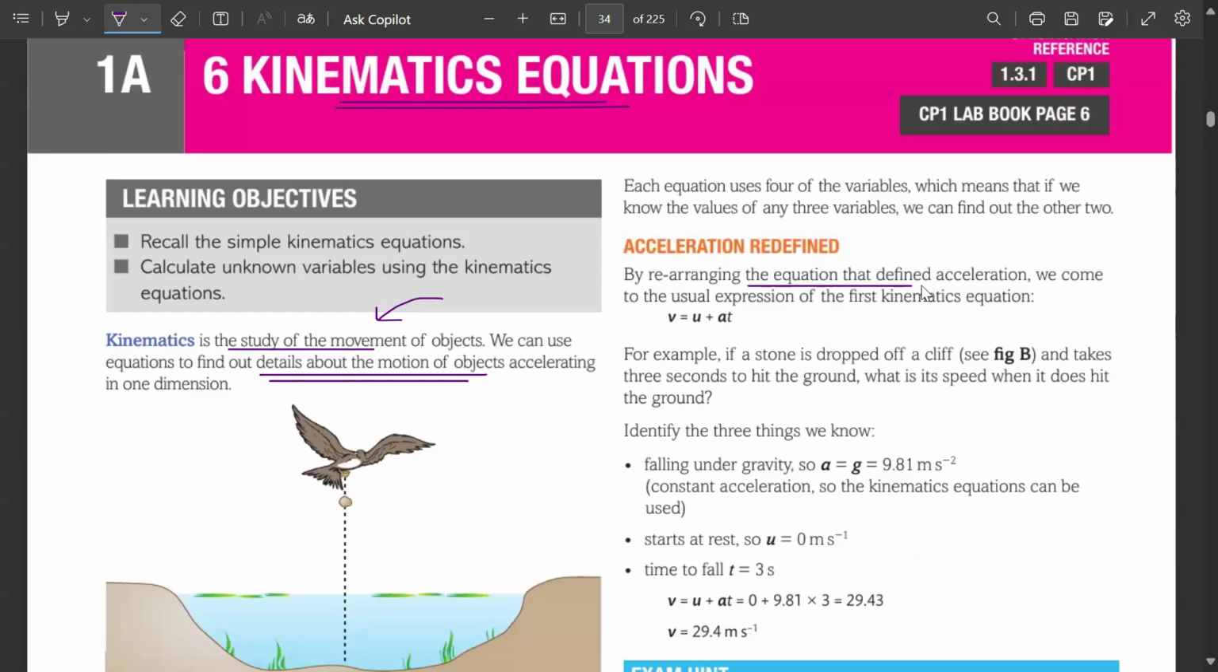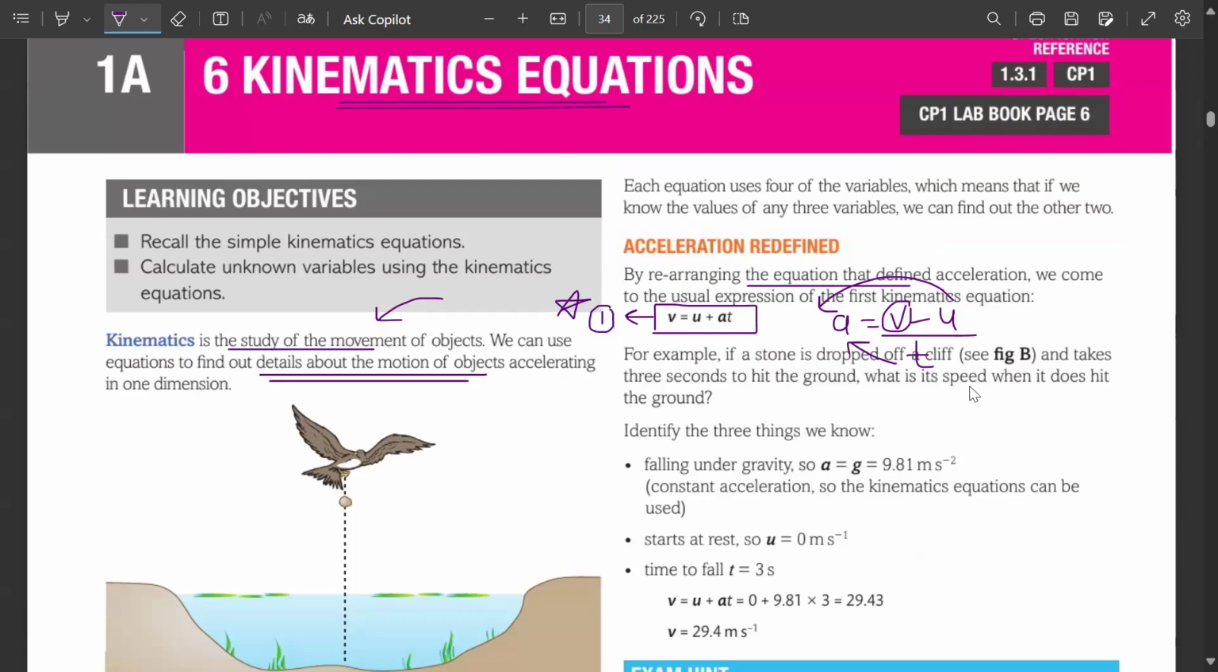By rearranging the equation that defines acceleration, we can come to know that if A was V minus U over T, and if you want to make V the subject, take T over there, multiply it with acceleration, and take U over there as well. So it becomes V is equal to U plus AT. This is your first equation of motion that you have to remember.